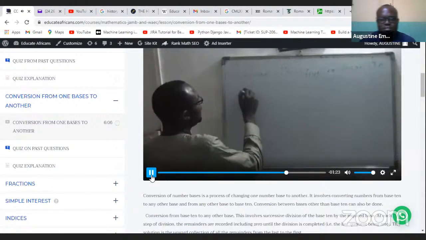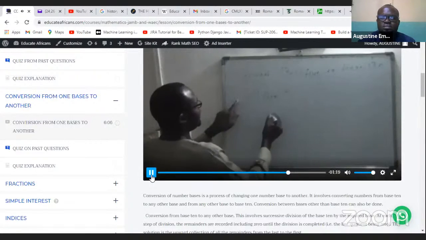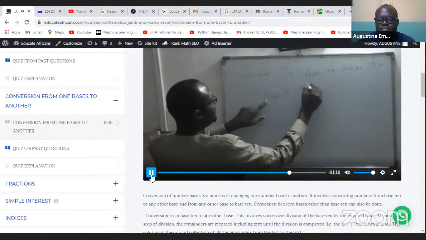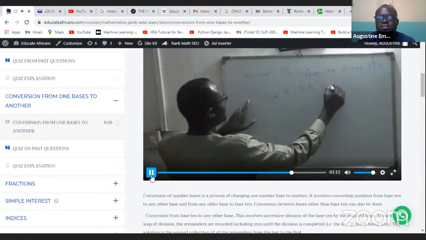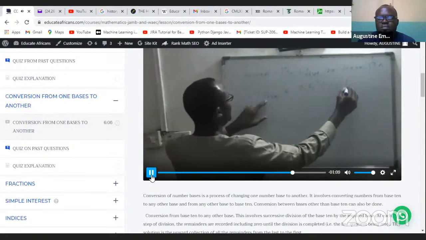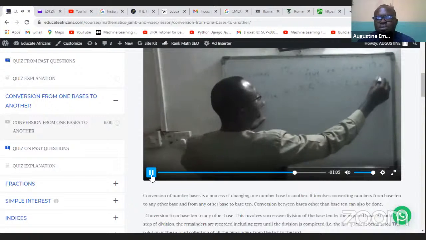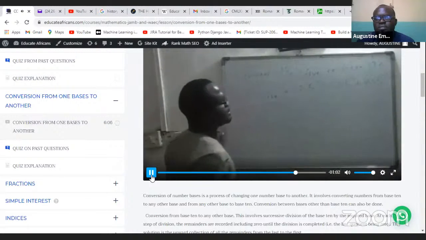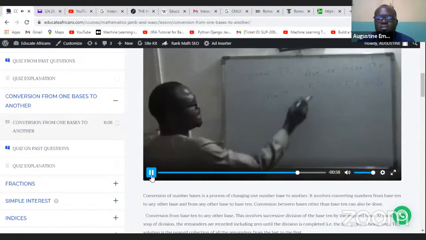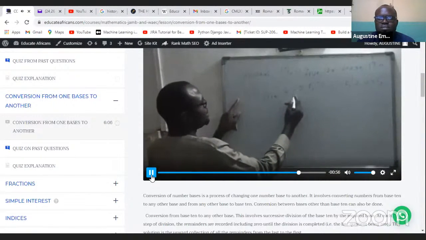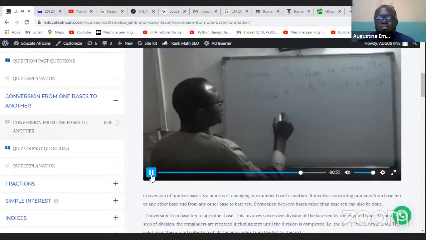Very simple. 1, 3, 4 in base 5 is the same as reading the first number 1 times the base 5 to power 2, plus the second number 3 times the base 5 to power 1, plus the last number 4 times the base 5 to power 0. So the powers here are 2, 1, 0. So here you pick the first number, which is 1, then the second number, which is 3, and the third number, which is 4.